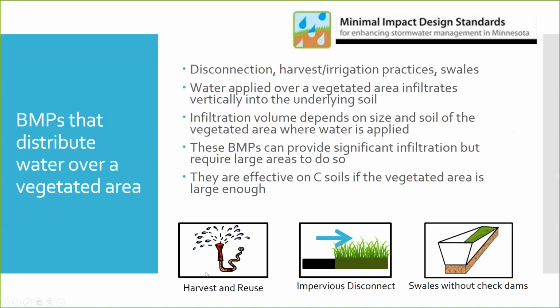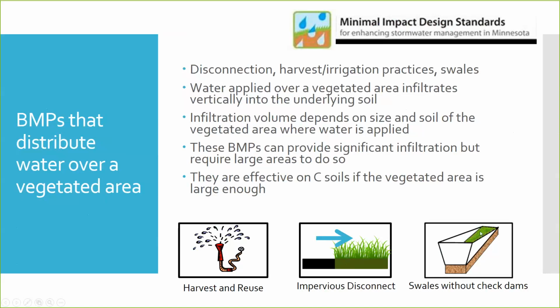So with a harvest and use system, for example, we'll capture the water in a pond or a tank and then distribute it over say a ball field or a golf course or something like that. It can be a very effective BMP if the receiving area is large. Impervious disconnection might be something like runoff from a roof being redistributed to a lawn. This is not quite as effective because the lawn itself is receiving rainfall directly, and therefore you have a limited amount of infiltration that can occur.